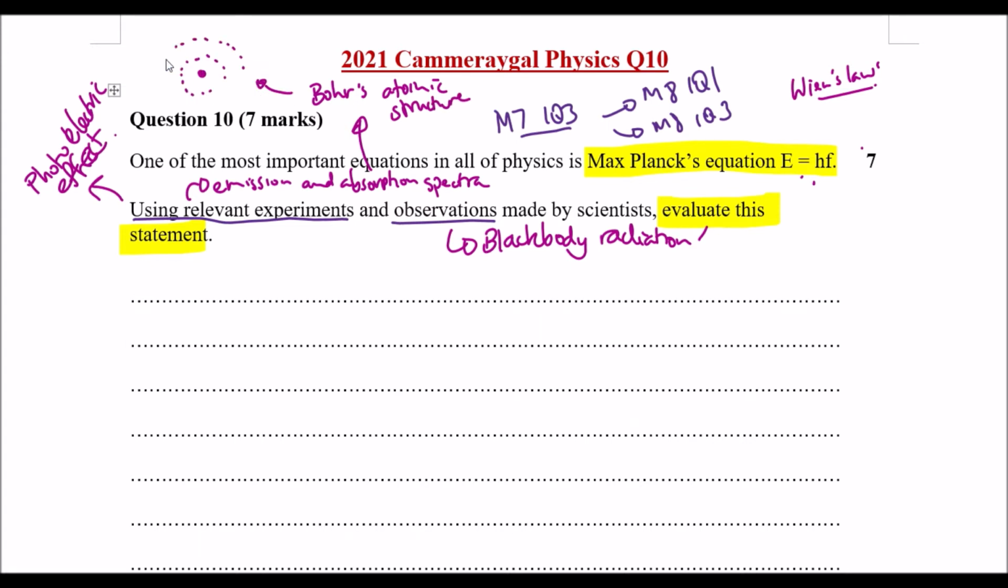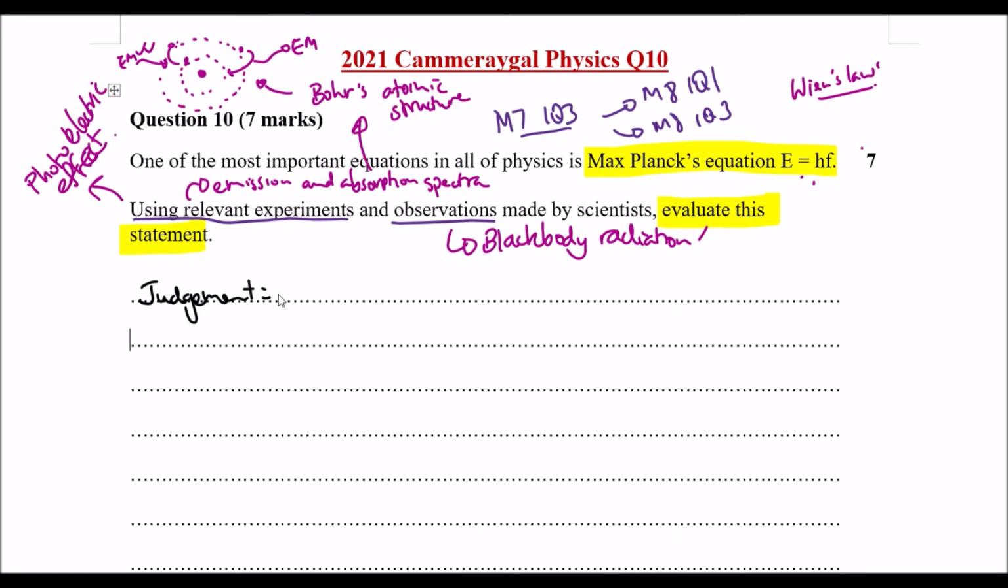So let me try and draw this out. We have discrete energy levels, as you can see here. For an electron to migrate up or migrate down, it needs to either absorb, in this case, or emit electromagnetic radiation. Now let's answer the question.